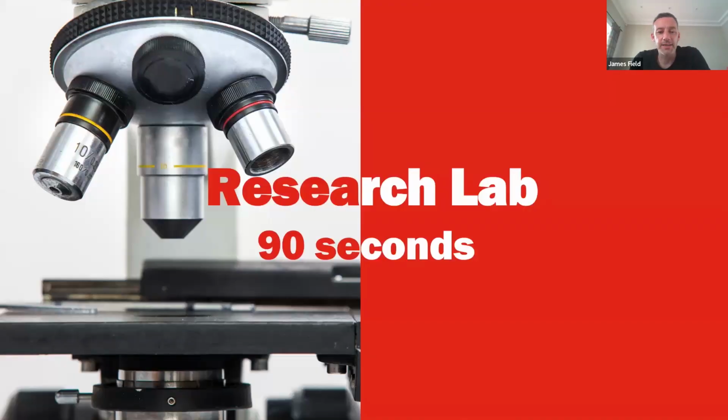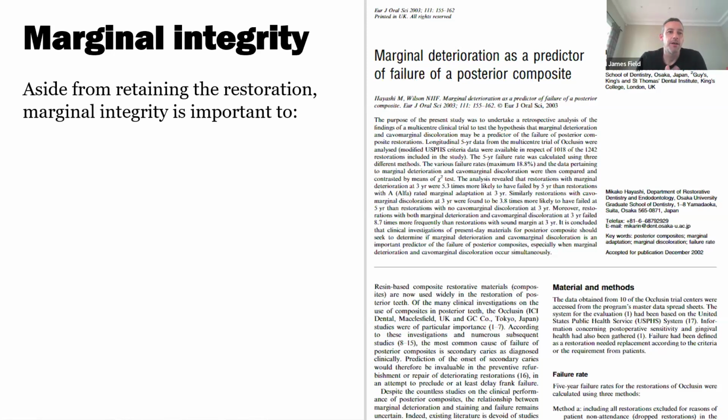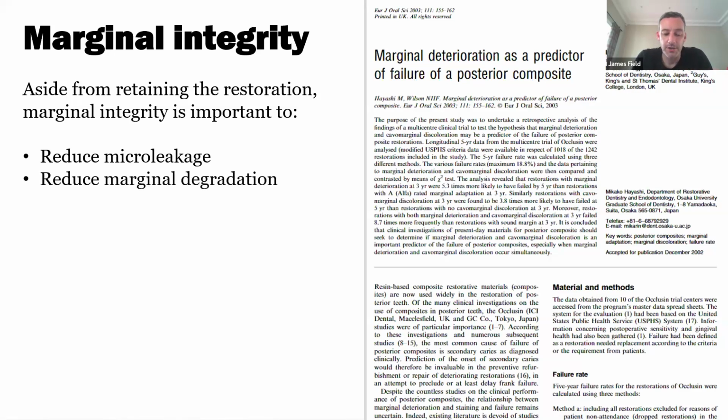So moving on, let's have a little look again at some relevant research. And here we're going to look at the seminal work by Hayashi. And I've been talking a few times tonight about that marginal integrity and why that's really important. And that's what this paper is showing. So it's really important not just to keep the restoration in place, but if you've got good marginal integrity, then you're going to reduce the micro leakage and you're going to reduce the marginal degradation. And you'll also reduce the chances of marginal staining.